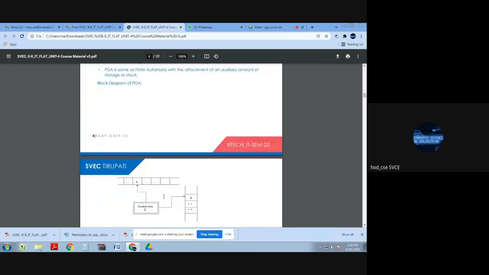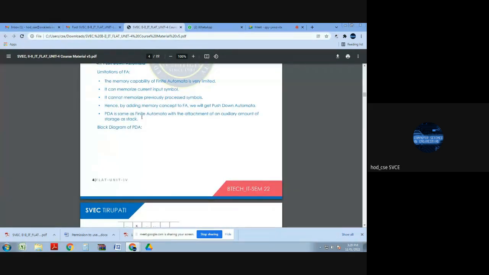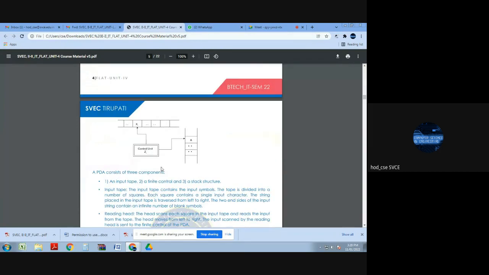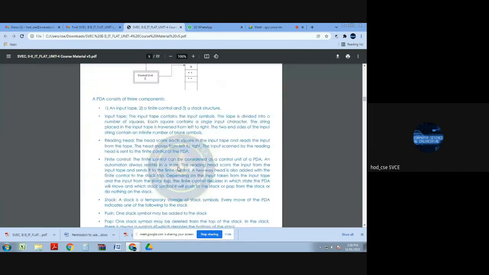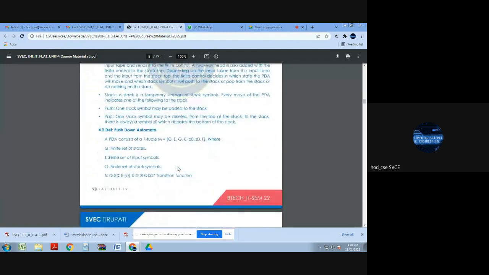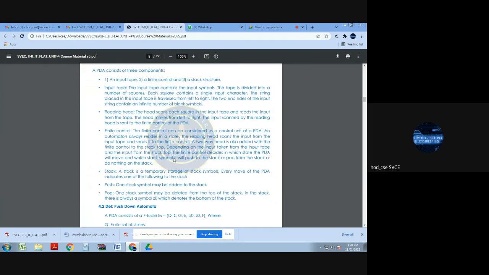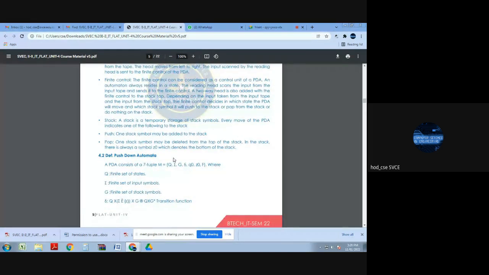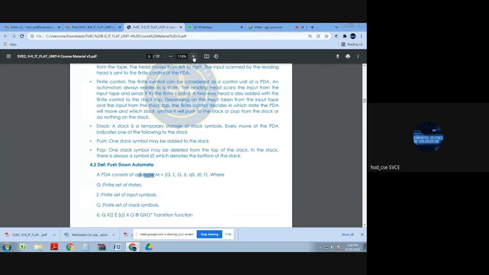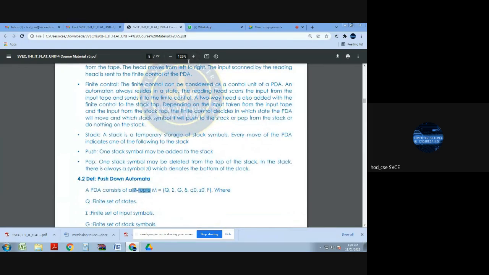So this is the pushdown automata. We covered the limitations of FA, the block diagram of PDA, and the components of the PDA. Then the definition of pushdown automata. In finite automata, we have 5 tuples, and in FA with outputs, we have 6 tuples. Now we are going to the next one, the second type of automata, the pushdown automata. It will consist of 7 tuples.